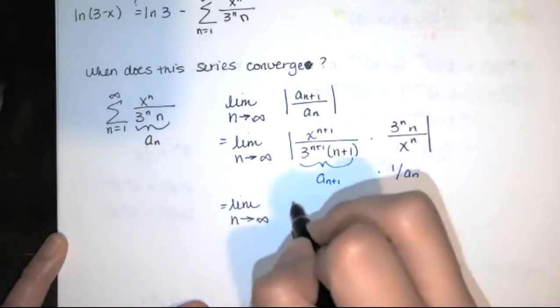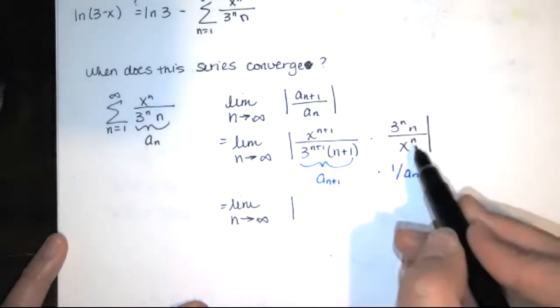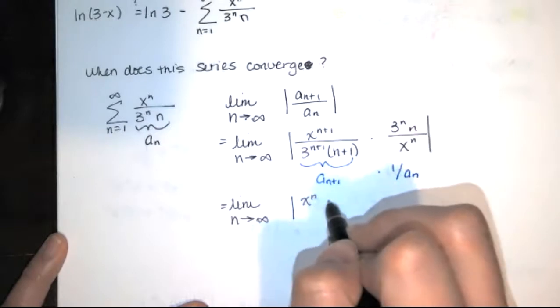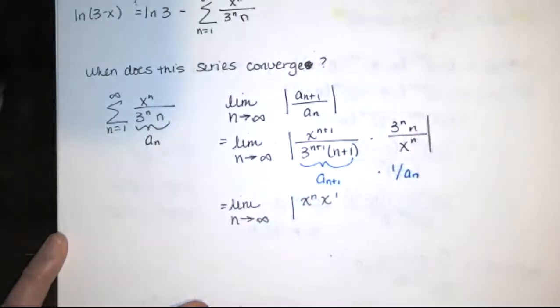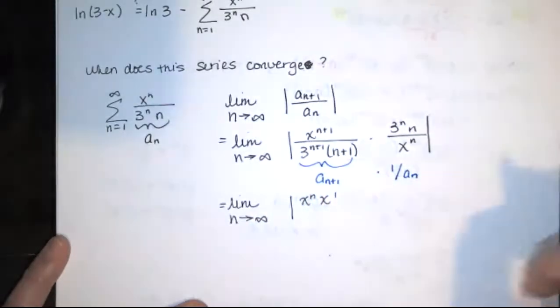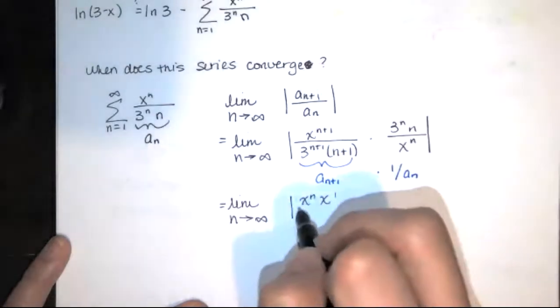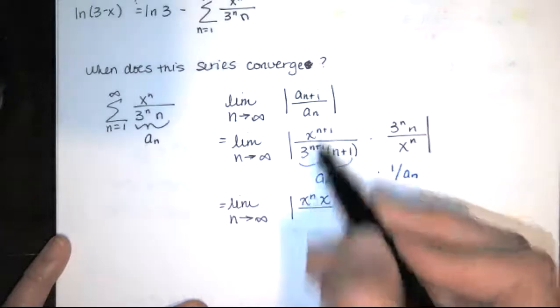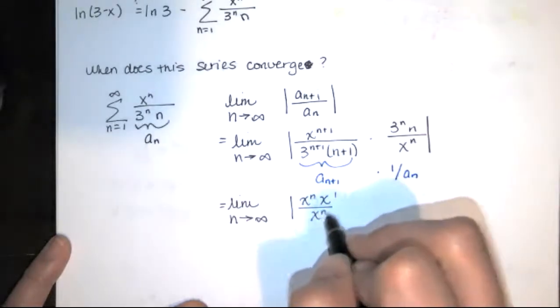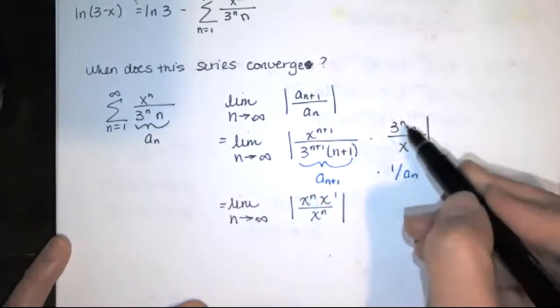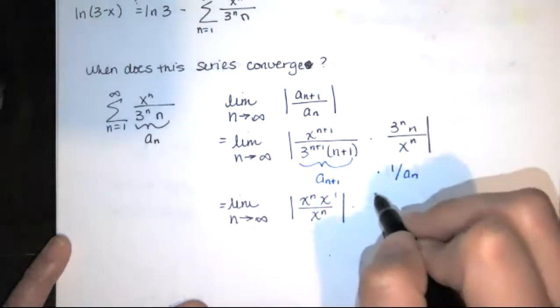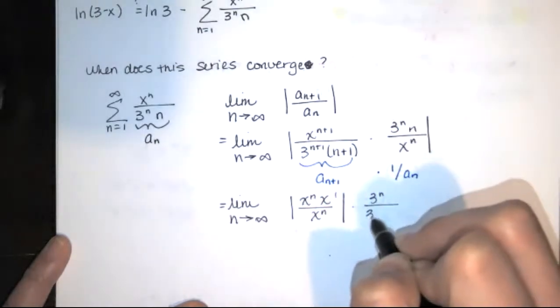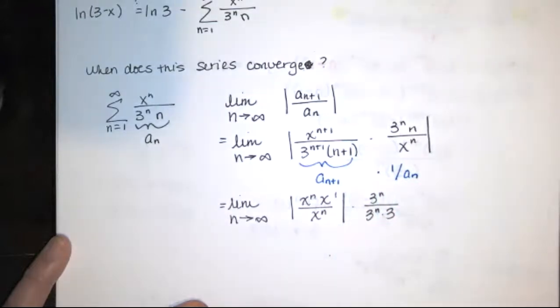So I'm going to regroup. I'll group the x to the n plus 1 and the x to the n together. And I'll write that x to the n plus 1 as x to the n times x to the first. So we've got that property from algebra that if I'm multiplying these together, I add the exponents. That works backwards as well. And then I want to do the same with the 3 to the n and the 3 to the n plus 1. Those are positive, so I'll just leave those alone. That's in the numerator and that's in the denominator.